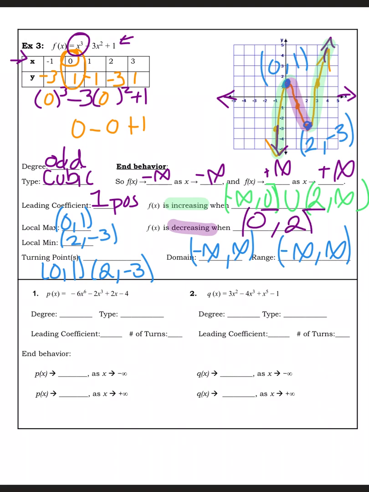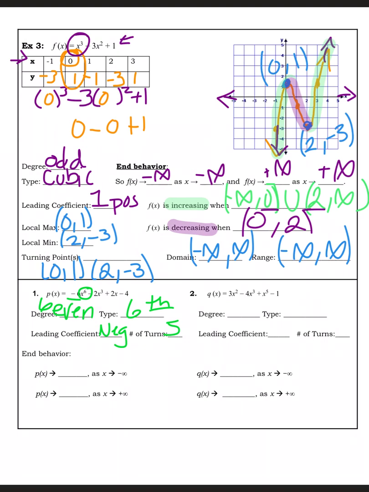Alright, last part of this assignment are these notes, and we are done. So this is being able to go from the equation and pull out information that you need. So let's get started. Our degree is even. It is to the 6th power, so we can just put 6th power right here. Our leading coefficient is a negative 6, so we can just put negative. And the number of turns, remember, take your biggest exponent, subtract 1 from it, and you have 5.